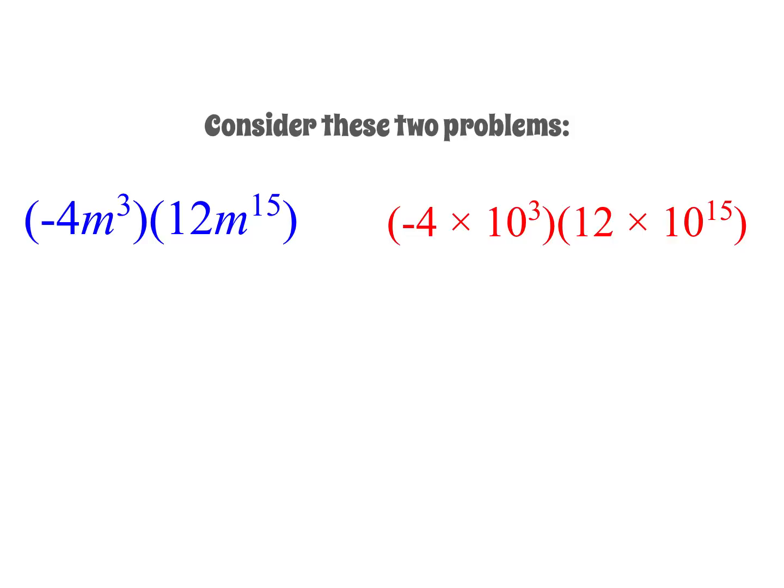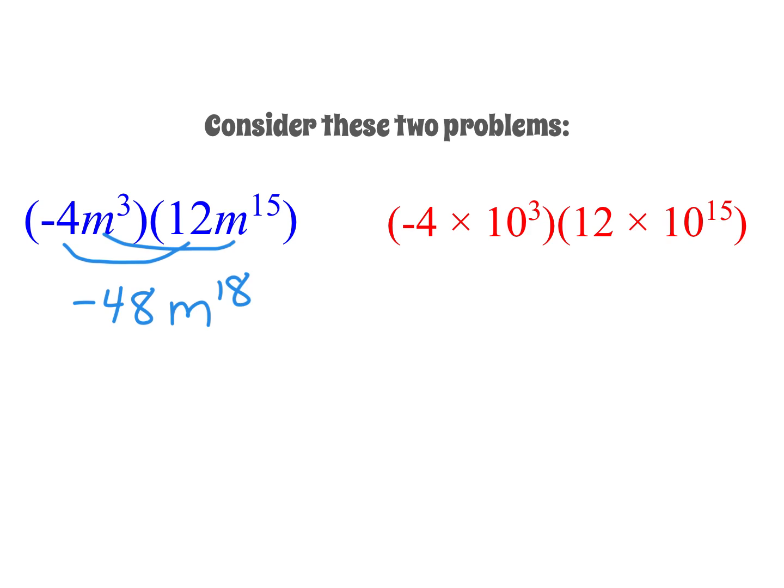So let's go ahead and take a look at these two problems. Looking at these two problems, the one on the left, you definitely know how to do, right? We just multiply negative 4 times 12, giving us negative 48. And then m to the third and m to the 15th, they have the same base. So you can add the exponents, giving you m to the 18th.